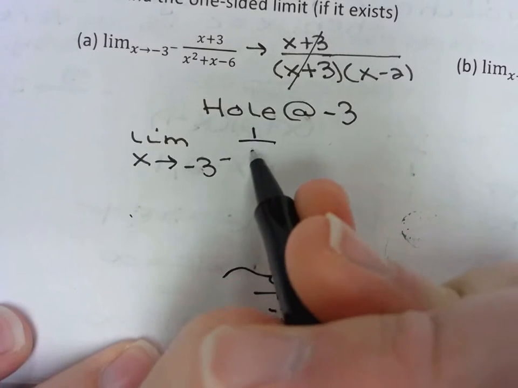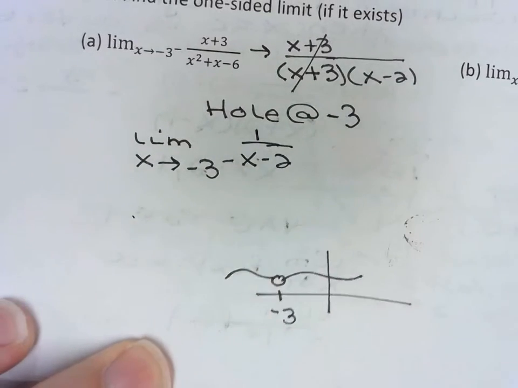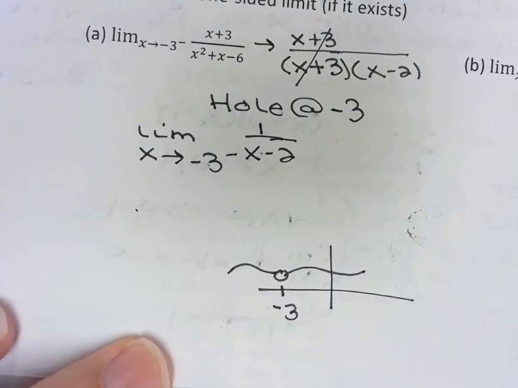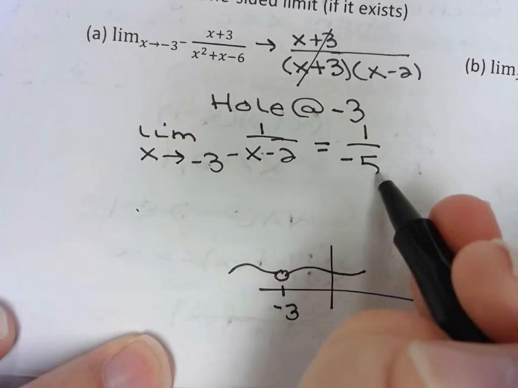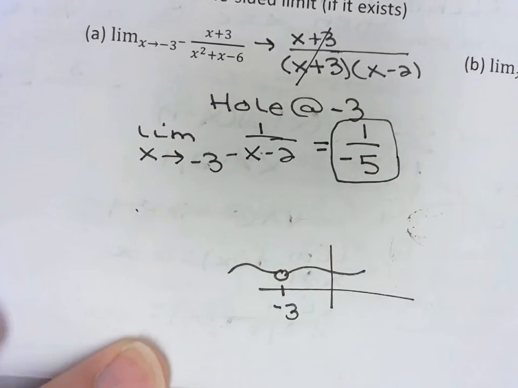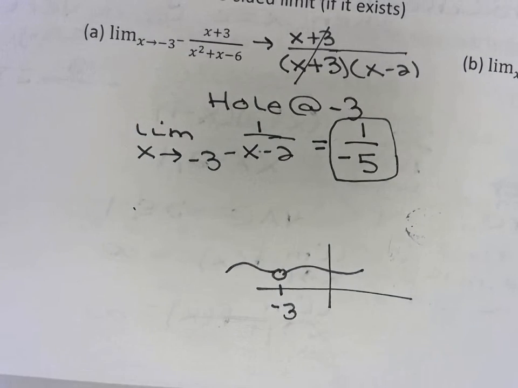So my function looks like this, 1 over x minus 2 after I cancel them out. Just like we did yesterday. Plug in a negative 3. So 1 over negative 5. So negative 1/5 is my limit. So just be careful. Even if I have a hole there, it doesn't have to necessarily approach negative infinity or infinity. That's only if I have an asymptote.